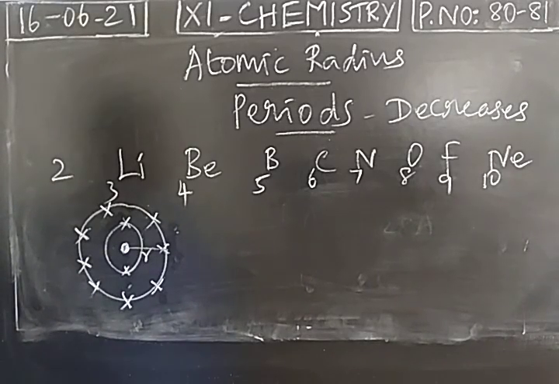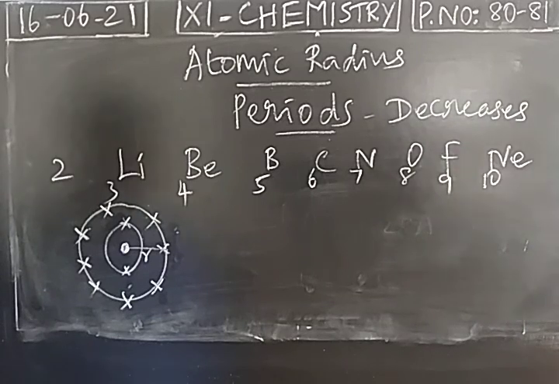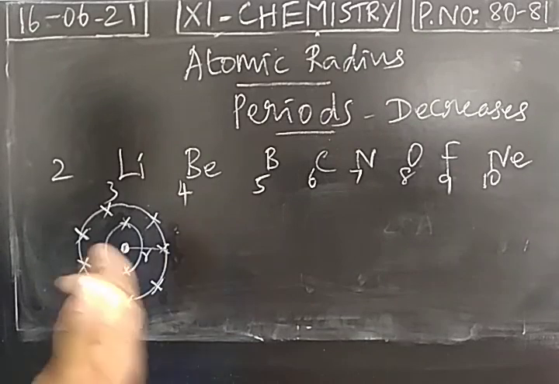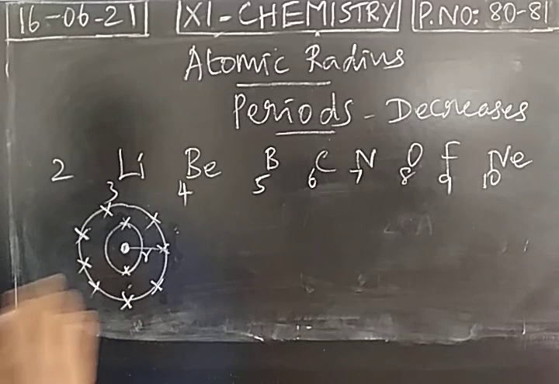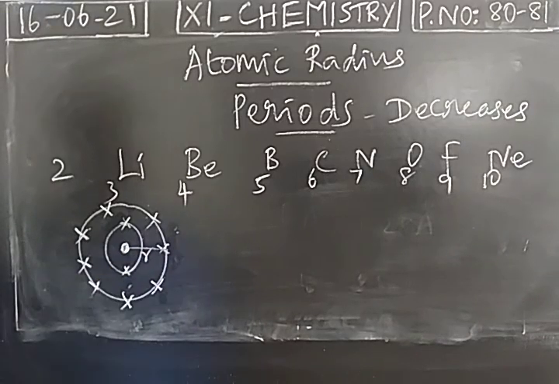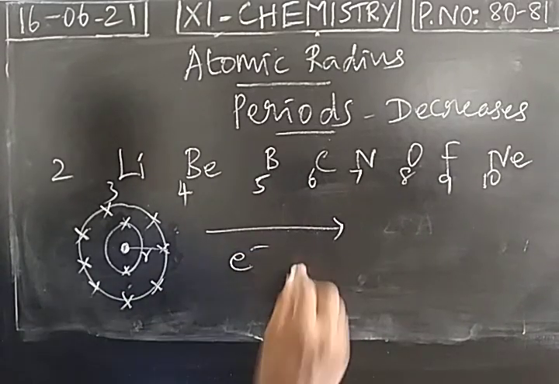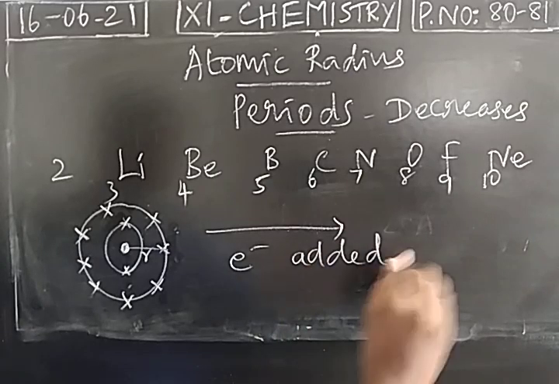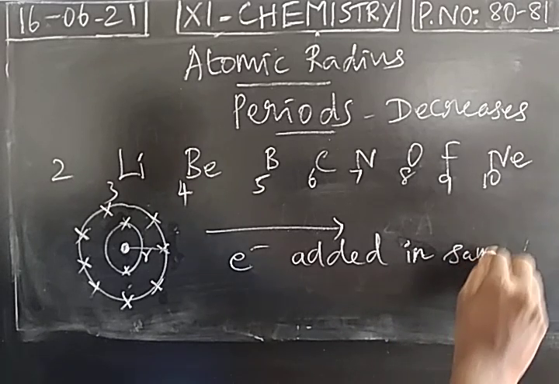We have oppositely charged particles. Inside the nucleus, we have a positively charged proton. Outside the nucleus, we have negatively charged electrons. Opposite charges will always attract. So when extra electrons are added in the same cell, attraction between the nucleus and the outermost electron will be predominant. So in left to right, electrons added in same cell.